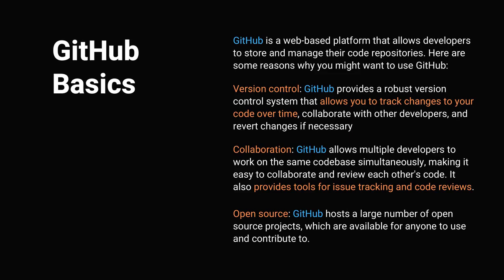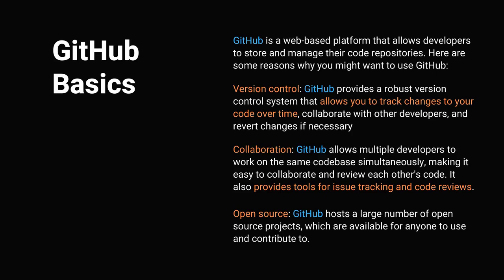GitHub is a web-based platform that allows developers to store and manage their code repositories. Here are some reasons why you might want to use GitHub. Version control. GitHub provides a robust version control system that allows you to track changes to your code over time, collaborate with other developers, and revert changes if necessary.